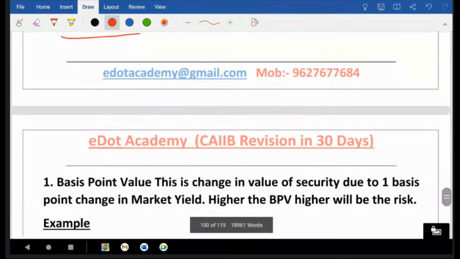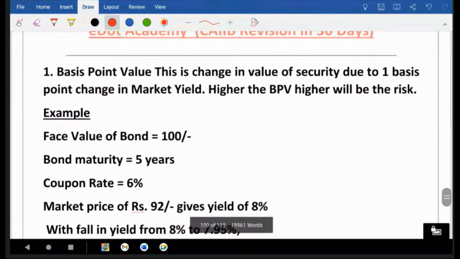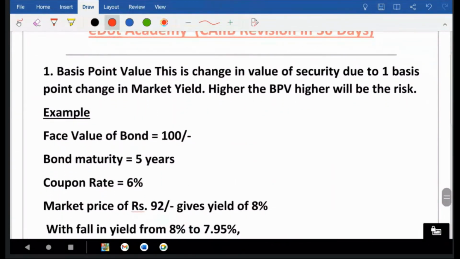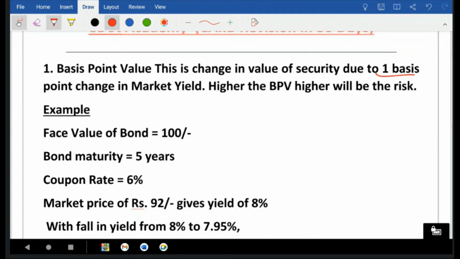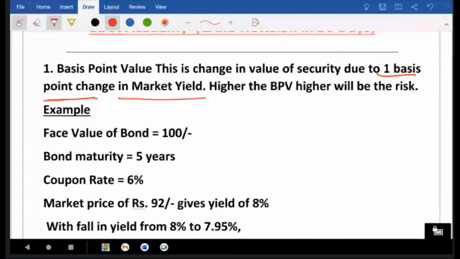Basis point value. This is the change in value of a security due to one basis point change. Keep in mind, it's like a sensitivity. But here we are taking a basis point change in market yield. The higher the BPV, the higher the risk. Direct relation. The higher the BPV, the higher the risk.